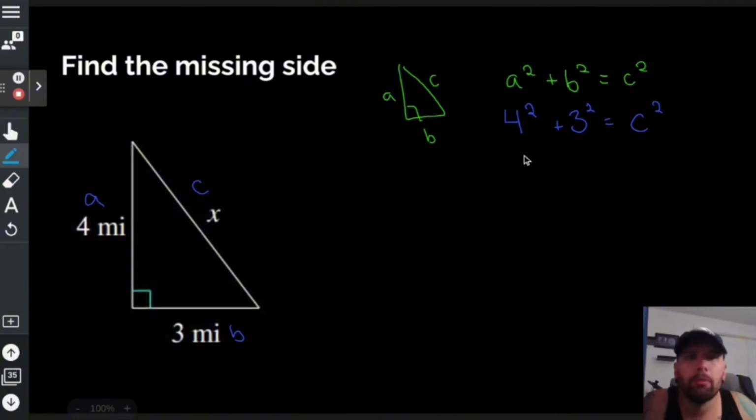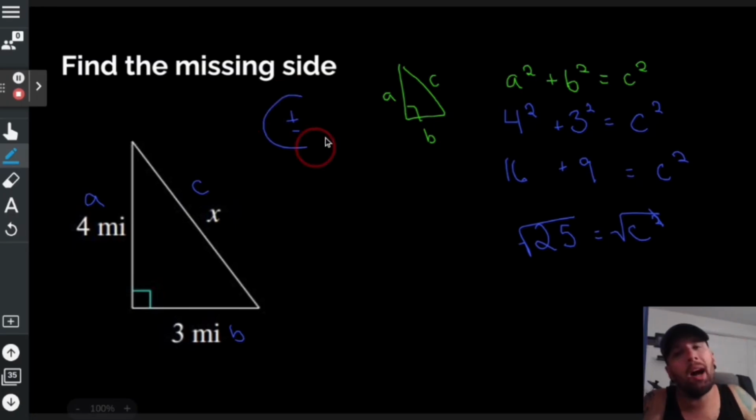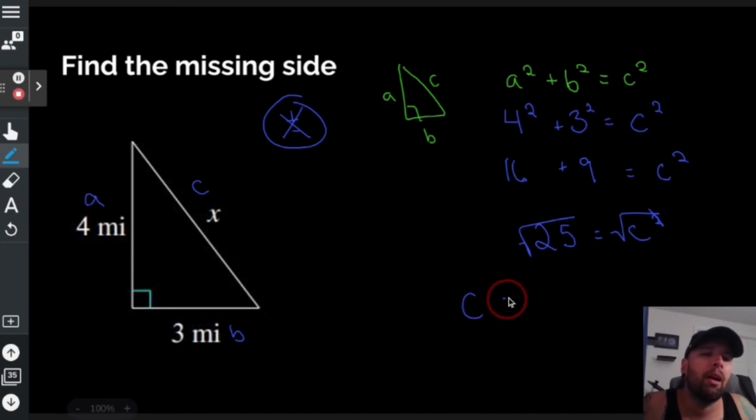Now let's square. 4 squared is 16. 3 squared is 9. C squared is still C squared. Combine like terms. 16 plus 9 is 25. That equals C squared. Is C all by itself? No. Square root both sides. Now, normally, when you square root both sides to solve, the side with the number gets a plus or minus sign, but not here, because that would be like saying the answer is going to be negative, and you can't have negative measurements for sides. That's silly. So C is going to be 5.